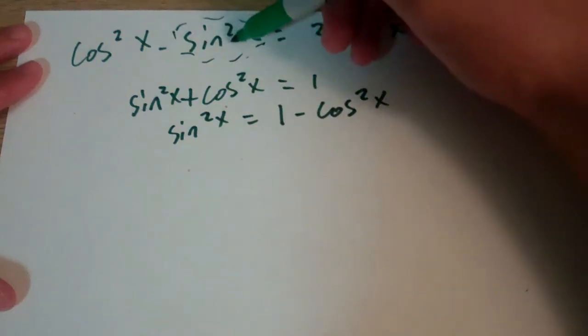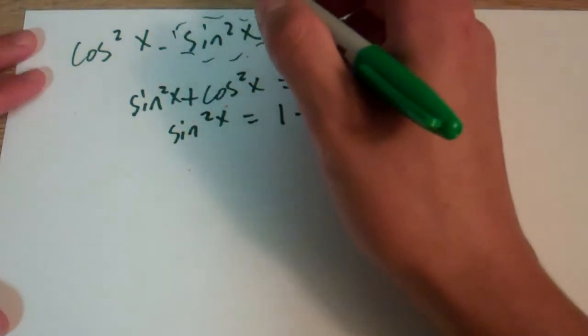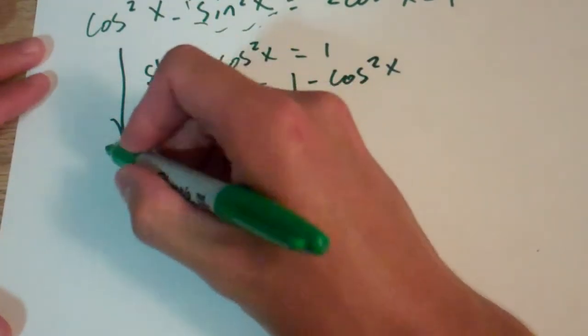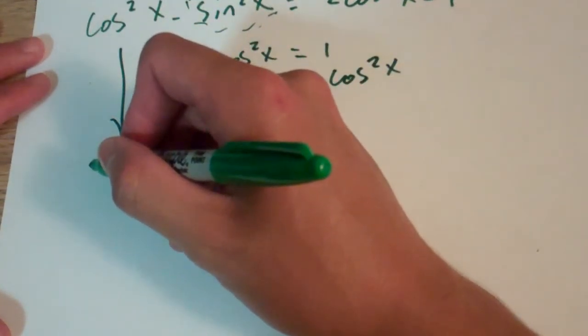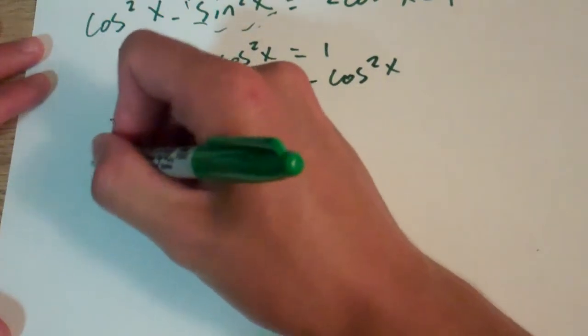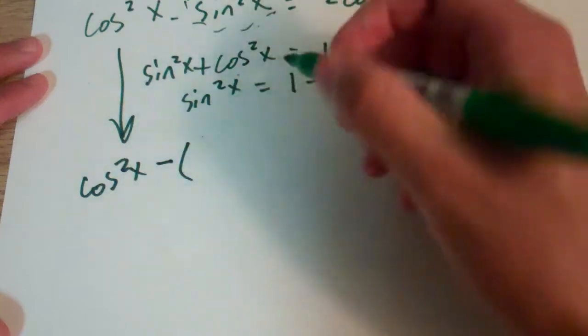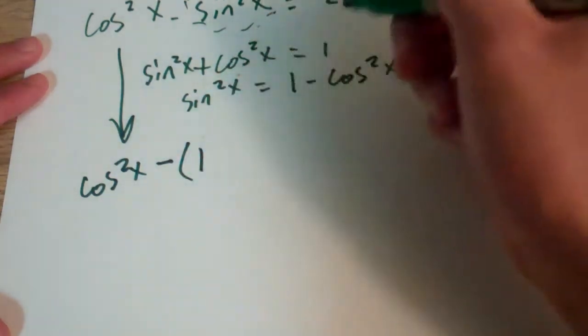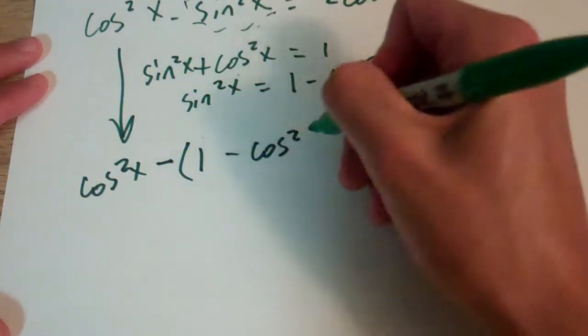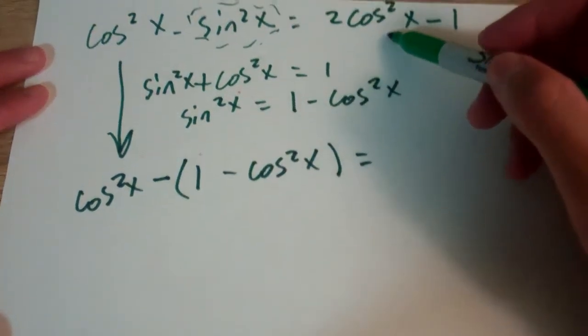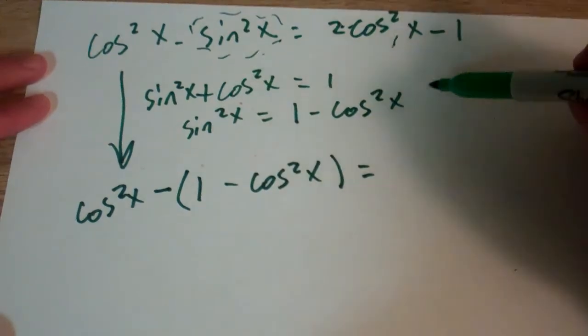So I'm going to rewrite this. Let's come down here, and I'm going to say, okay, well, I've got cosine squared x minus, and then in parentheses, I'm going to write 1 minus cosine squared x, is equal to, we want to see if it's equal to this side right here, right? So let's find out.